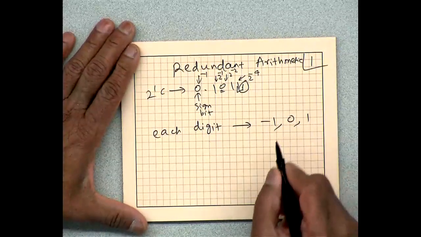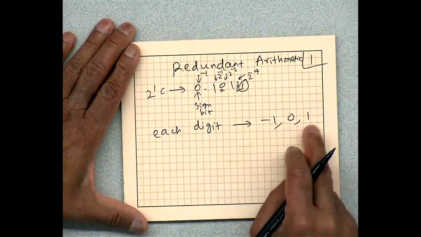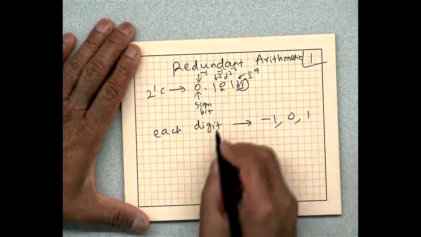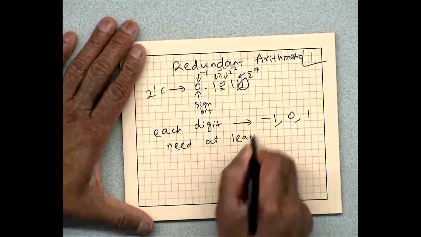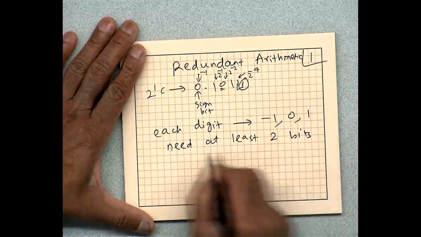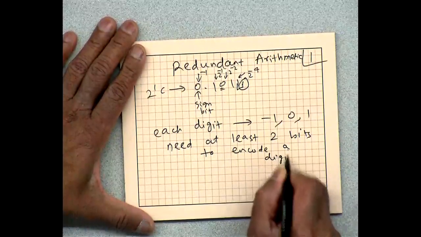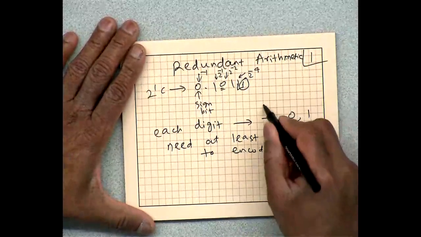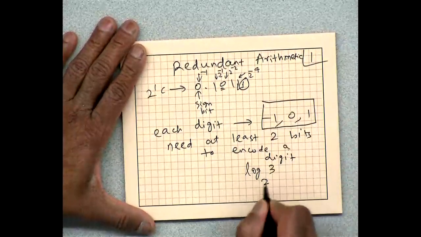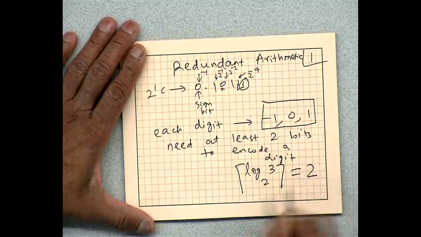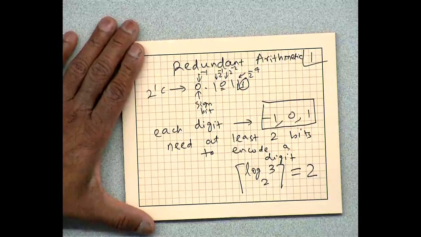-1, 0, 1, I can no longer represent each digit by using one bit. So I need at least 2 bits to encode a digit. There are three possible values, so I need log 3 to base 2, and the ceiling of that is 2, which means I need 2 bits to encode each digit.